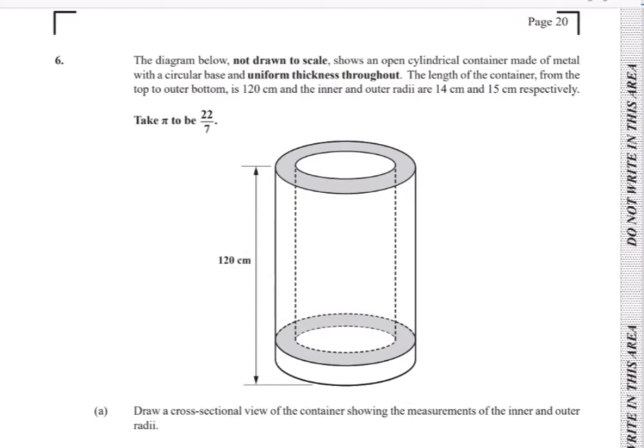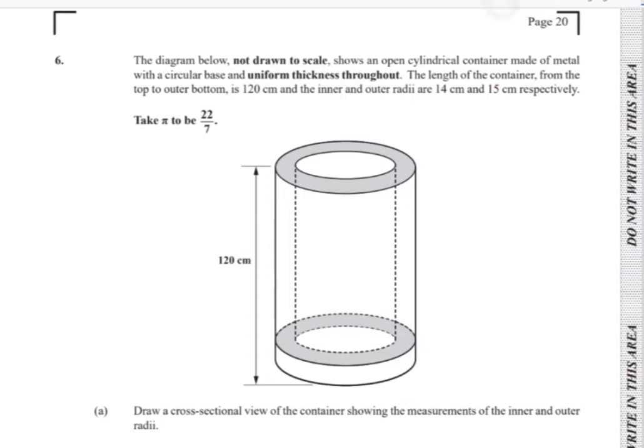Alright, so the question says the diagram below, not drawn to scale, shows an open cylindrical container made of metal with a circular base and uniform thickness throughout. The length of the container from the top to the bottom is 120 centimeters, right? And the inner and outer radii are 14 centimeters and 15 centimeters respectively. Take pi to be 22 over 7.